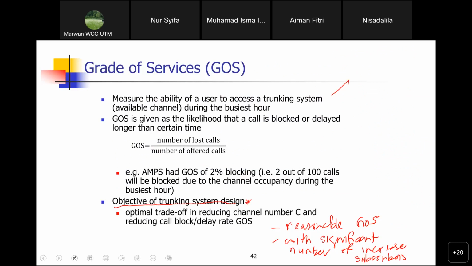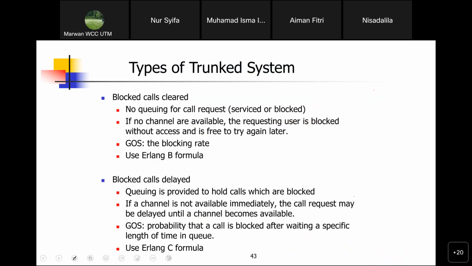Okay, so let's work with a 2% GOS. So I have to write here, 2% loss. What does it mean? It means that two out of 10 calls will be blocked.